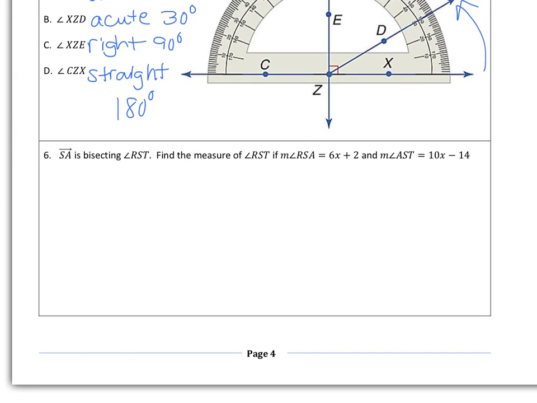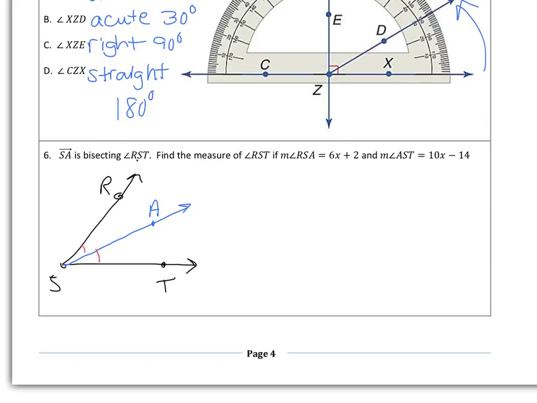Finally, example 6. Ray SA is bisecting angle RST. We don't have a diagram, so the very first thing we're going to do is draw a diagram. So we've got some kind of angle here, and that angle is RST. We know that S is the vertex because it's in the middle position. We're told that ray SA is bisecting this angle. So SA is a bisector, therefore these two angles here are congruent.